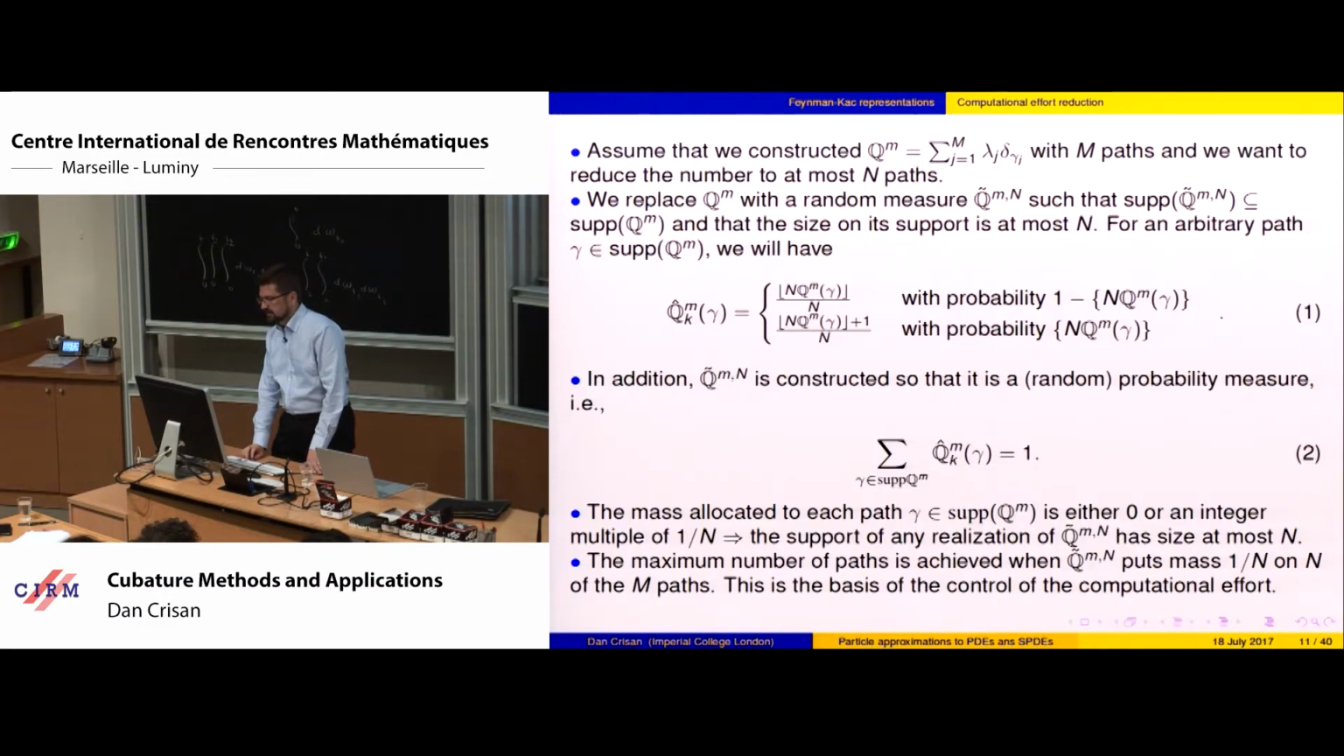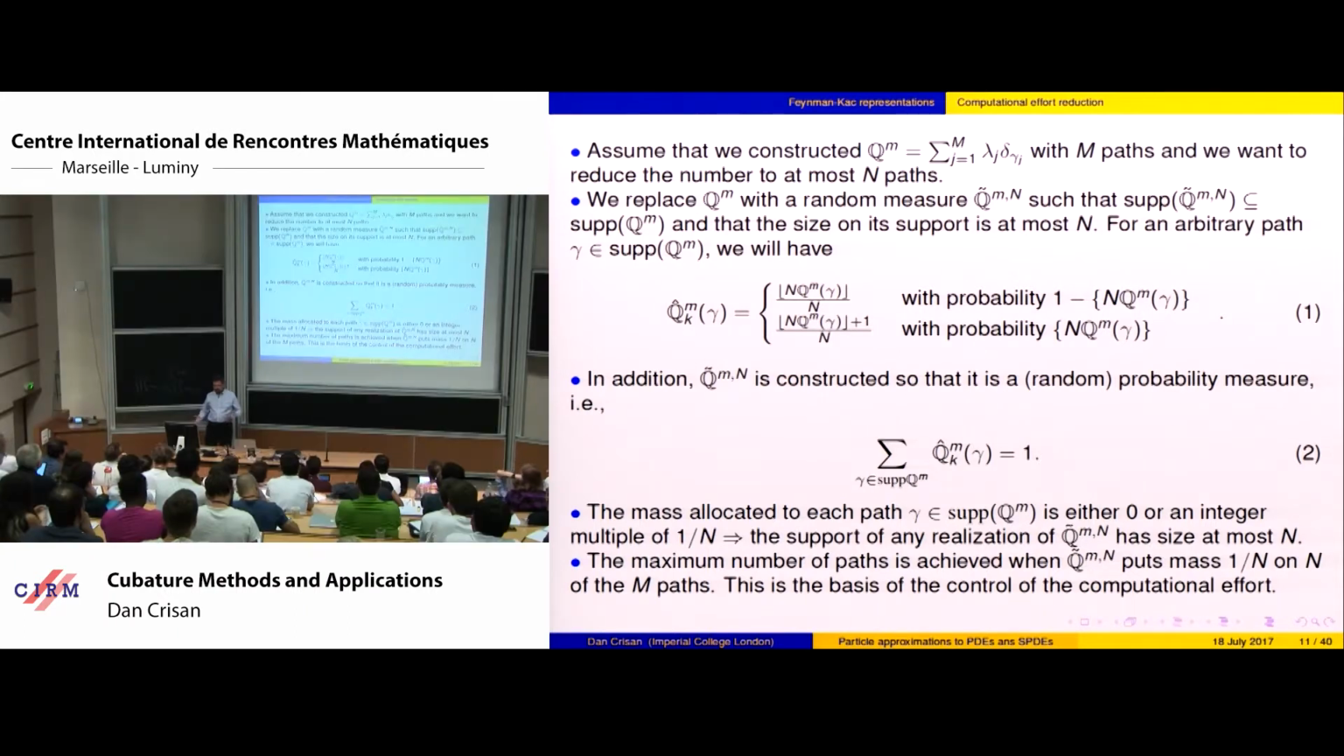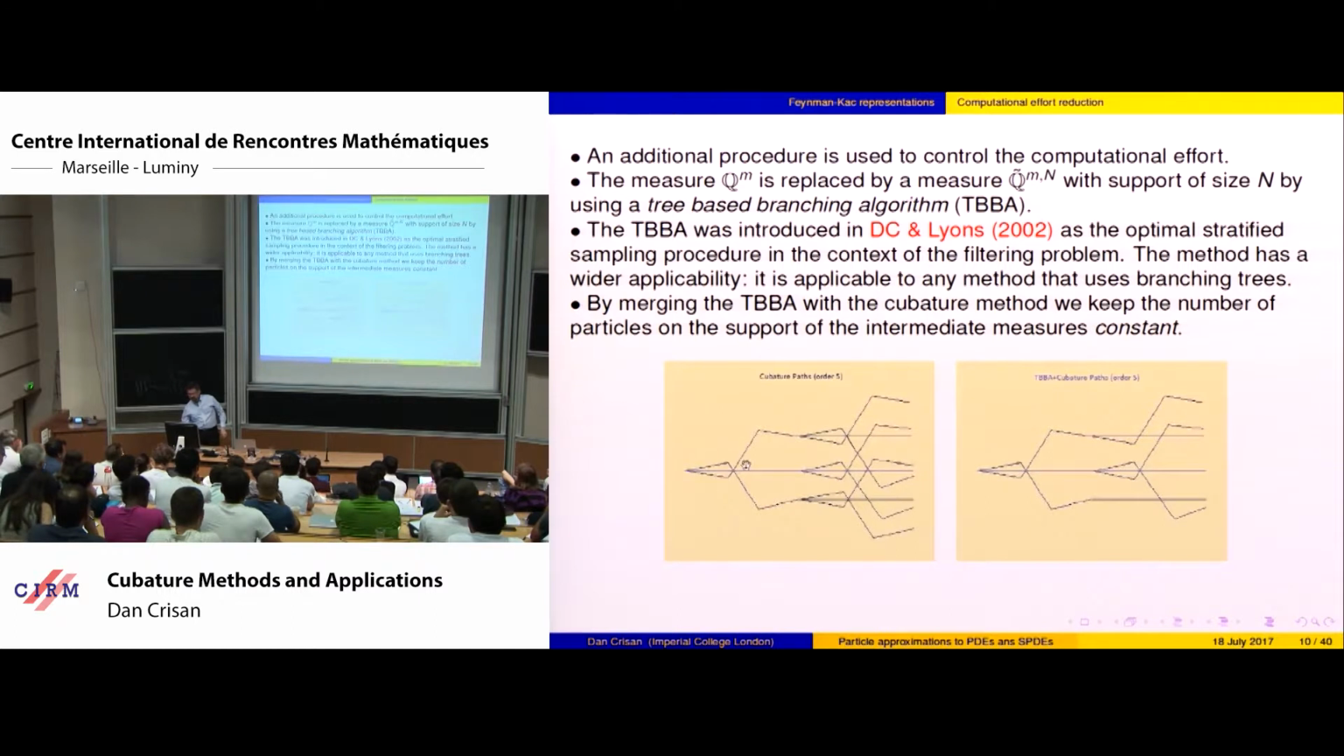So how do you do that? Essentially you use something which is a Monte Carlo method, more or less, but it's stratified. The idea behind it is that you think of having a number of n particles that start here at the root of your tree, and these particles trickle down across the branches in a certain way so that at each level, the empirical distribution of the occupation measure of these particles will approximate the original cubature measure.